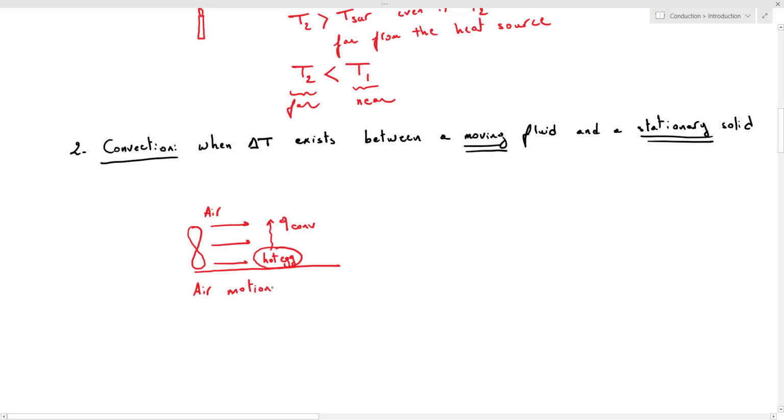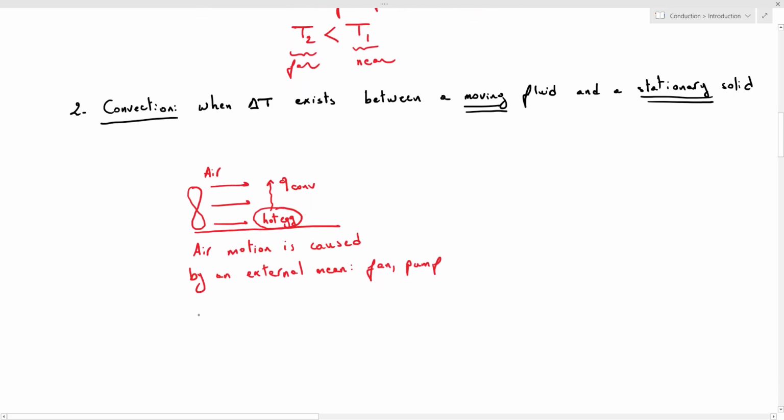Air motion is caused by an external mean. In this example, we have a fan. It could be a pump if we are talking about liquids. So we say that the motion is forced. So we classify this type of convection as forced convection. So in forced convection, the motion of the fluid is caused by an external mean.